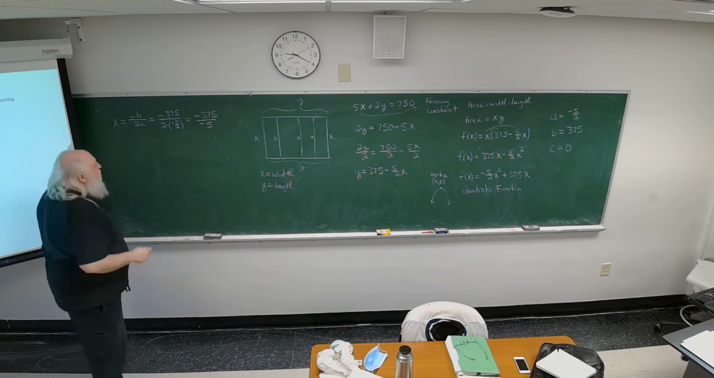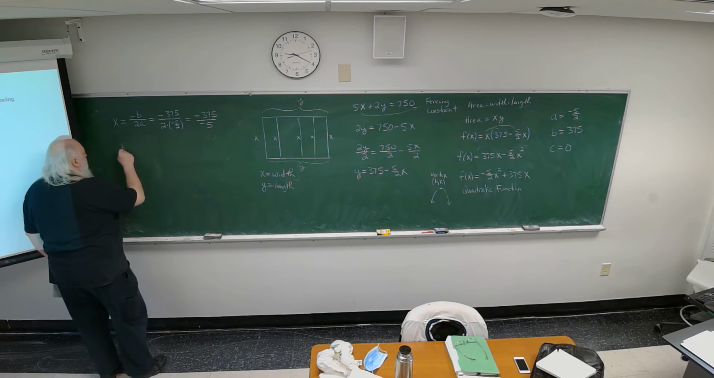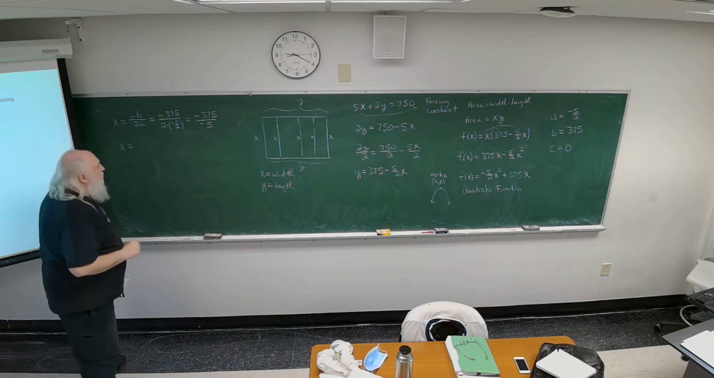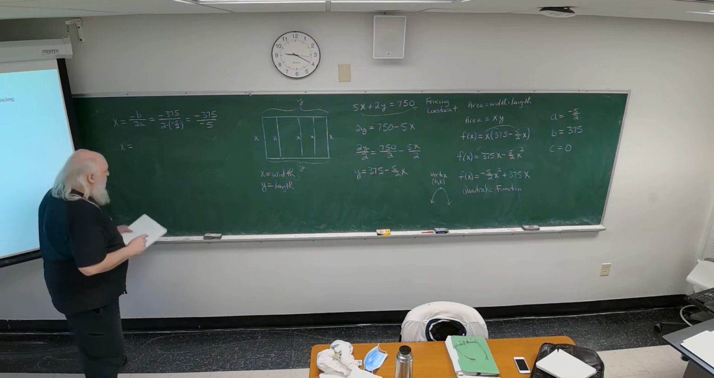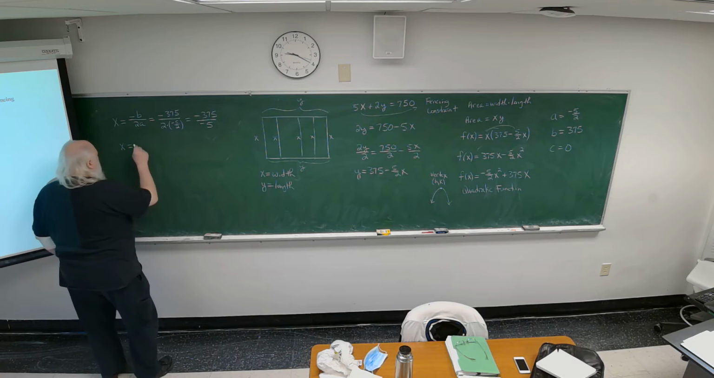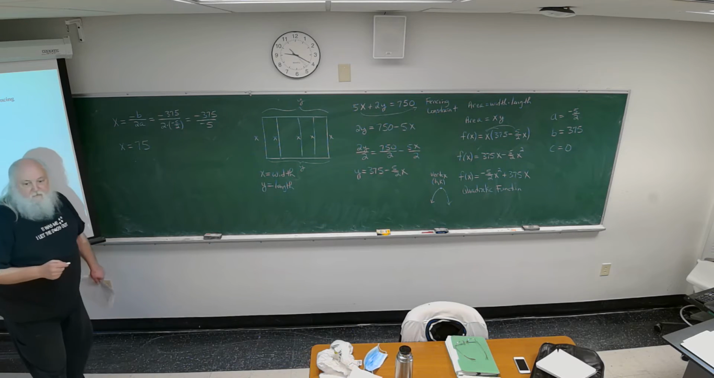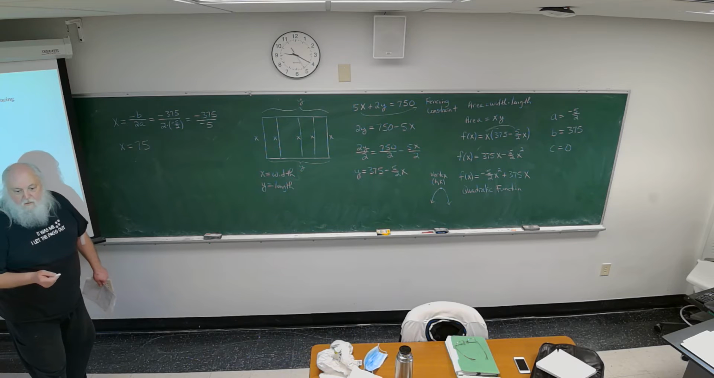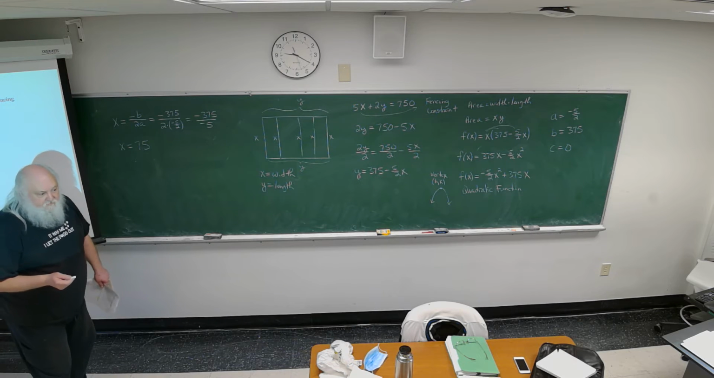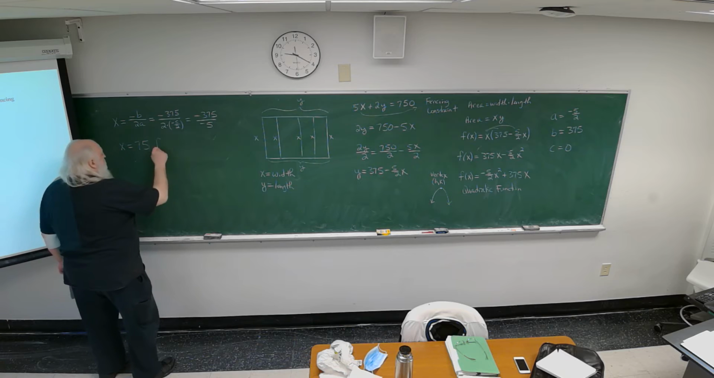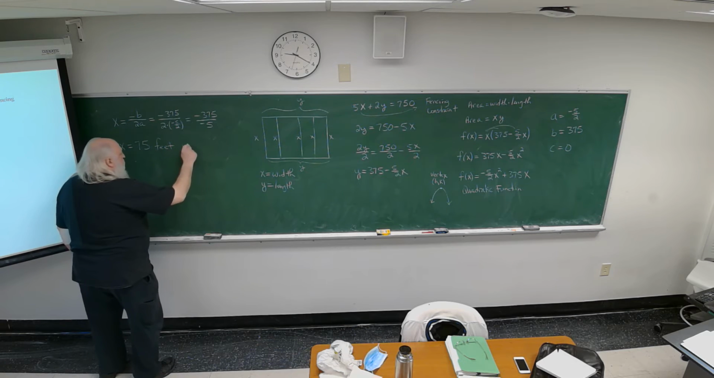The 2's cancel. Negative over negative is positive, and 375 divided by 5 is equal to 75. 75 what? What are the units? Feet. So the optimal width of our rectangle is 75 feet.